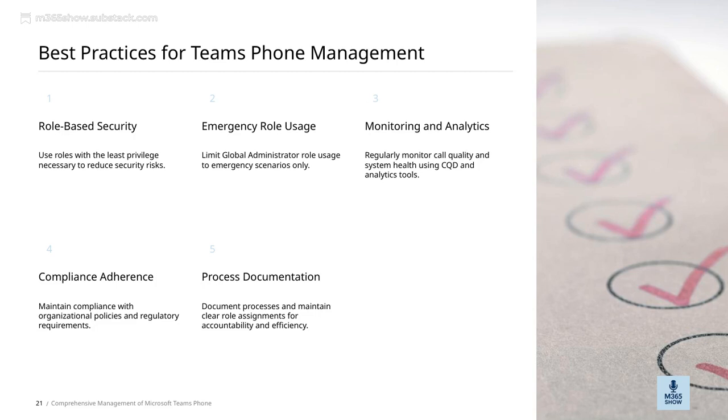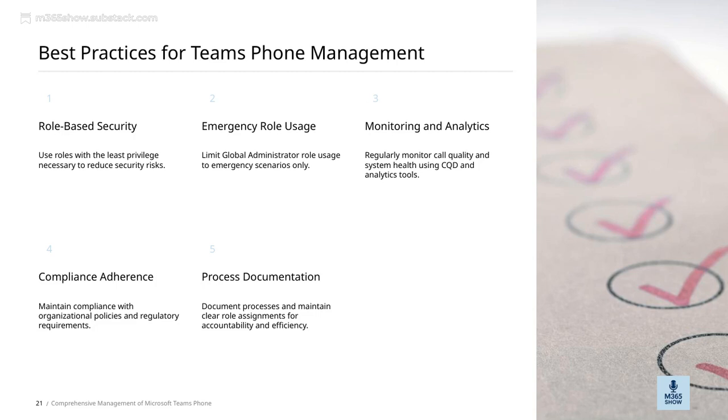Regarding security, limit the use of the global administrator role to emergency scenarios only. This minimizes potential security risks and ensures that high-level access is used only when absolutely necessary. Finally, always aim to use roles with the least privilege necessary to perform your tasks. This principle of role-based security reduces the attack surface and helps protect your system from unnecessary risks.